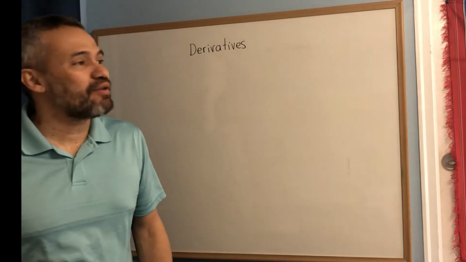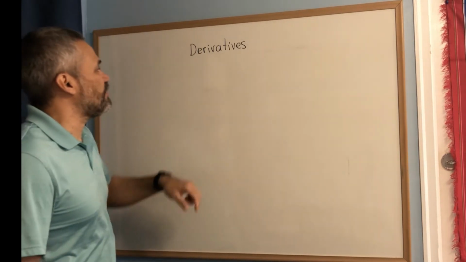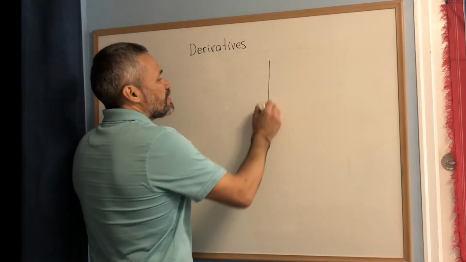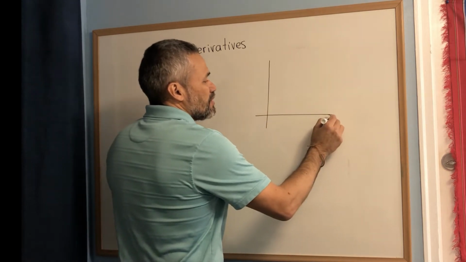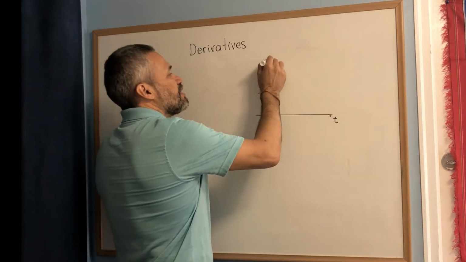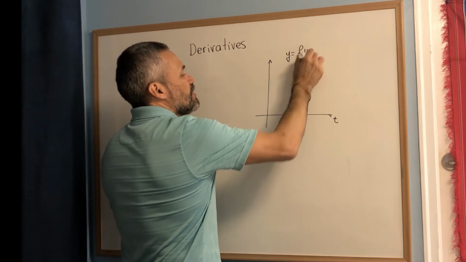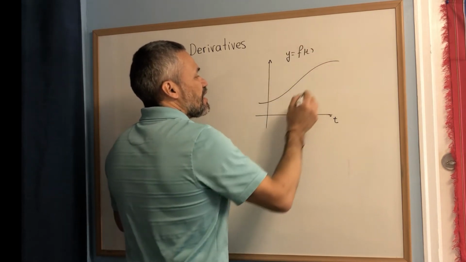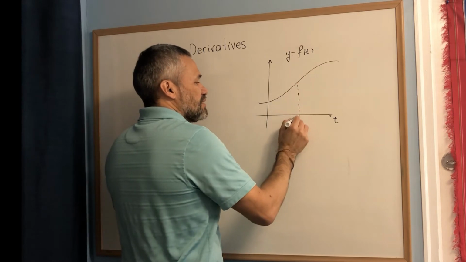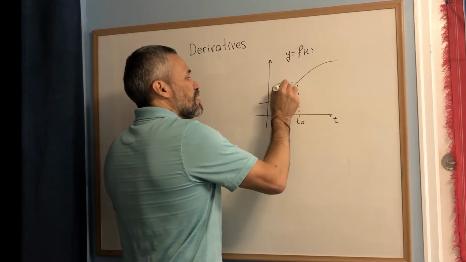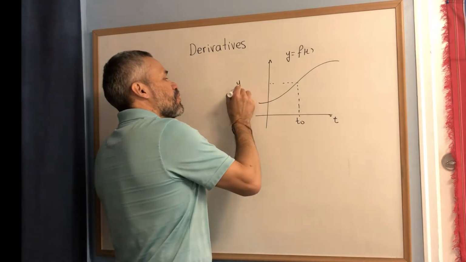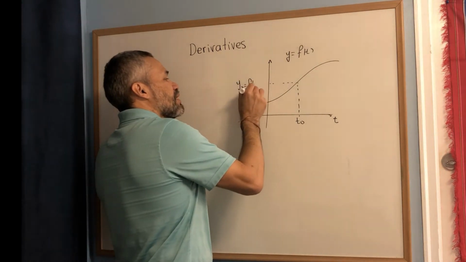In this video, we will do a short review about derivatives. Let us consider a function. This is the independent variable t, and let's suppose that we have here y equal to f of t, and let's suppose that this is the graph. Let's suppose that this is a point t sub 0, and this is y sub 0 equal f of t sub 0.